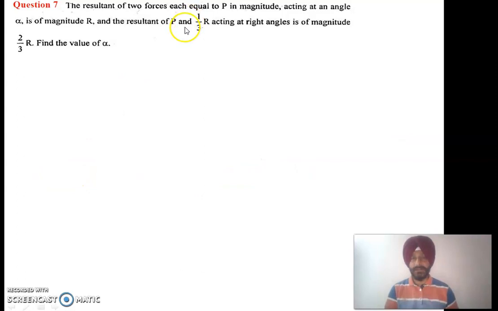Next is: the resultant of two forces each equal to P in magnitude acting at an angle alpha is of magnitude R, and the resultant of P and 1 by 3 R acting at right angle is of magnitude 2 by 3 R. Find the value of alpha. So here in this question, forces are equal in magnitude acting at an angle alpha and the magnitude is R. First case is this, and the resultant of P and 1 by 3 R acting at right angle is of magnitude 2 by 3 R. So we have two cases.